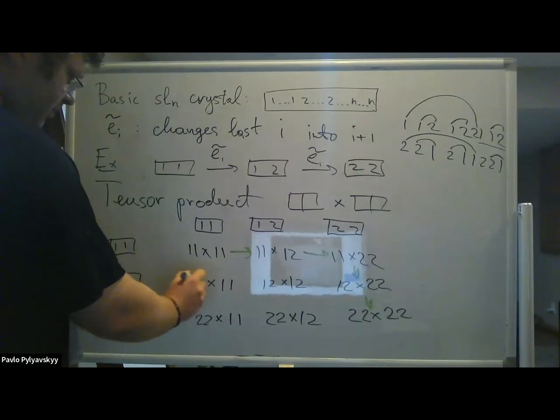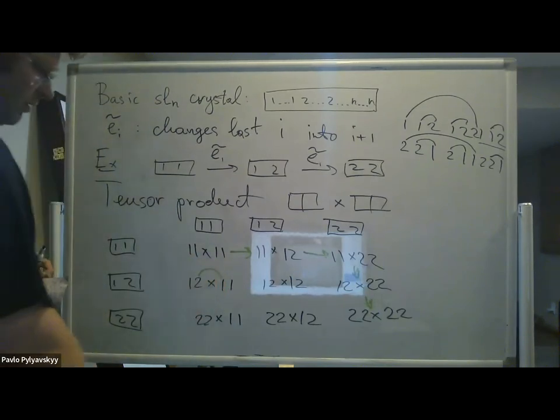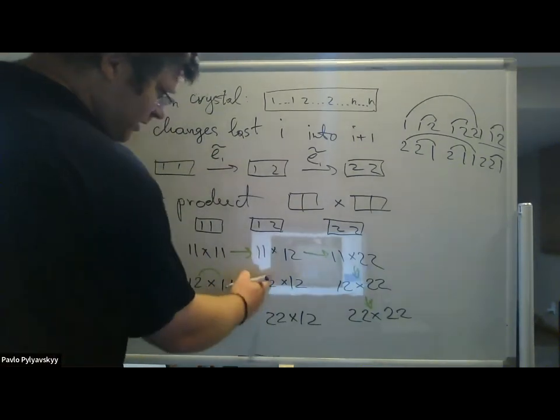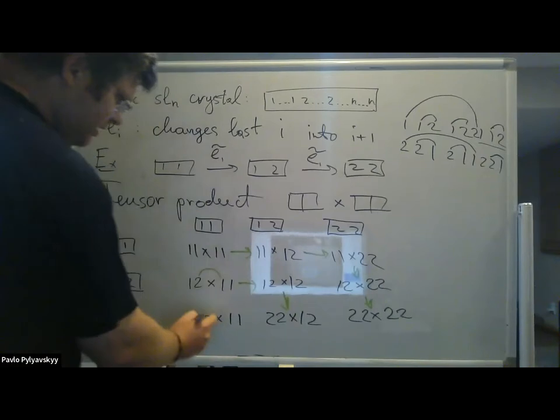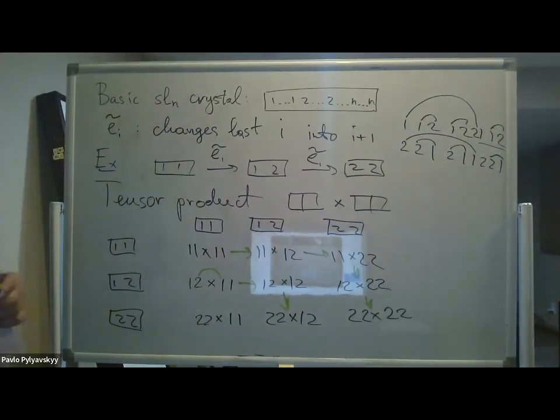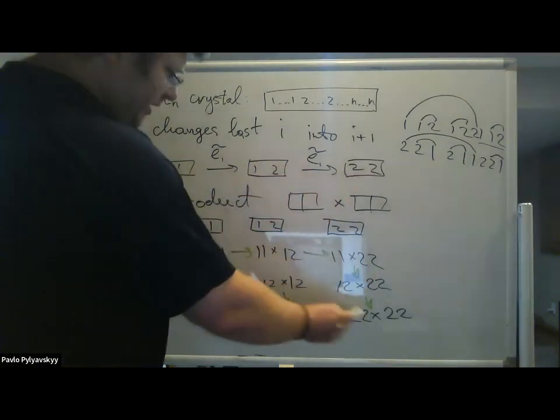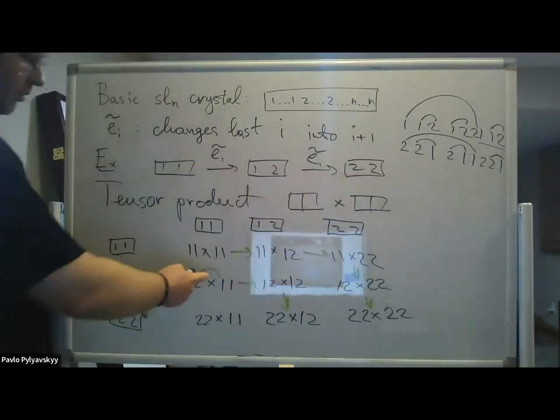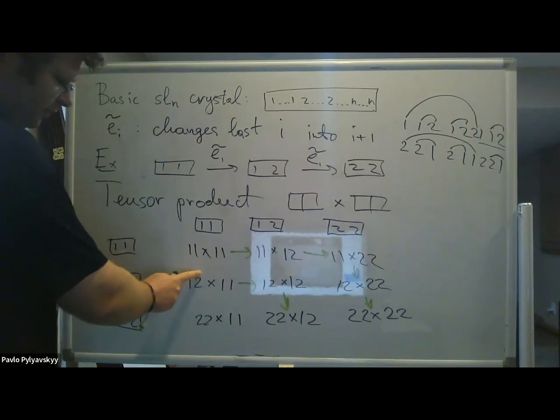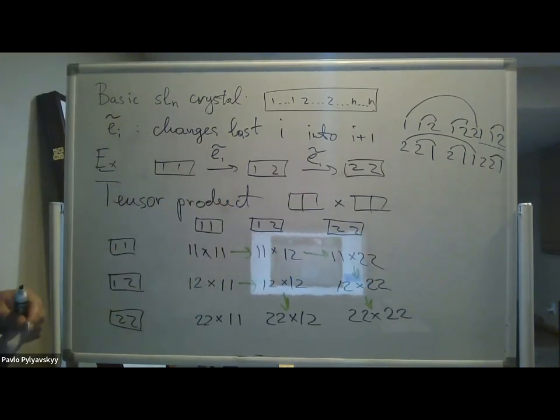And here we have to match like this. So this one goes here, and then after this, it goes here, and this one doesn't go anywhere. Okay, so the tensor product of those two crystals separated into those connected components. Each of them is by itself an SL3, I guess, crystal.